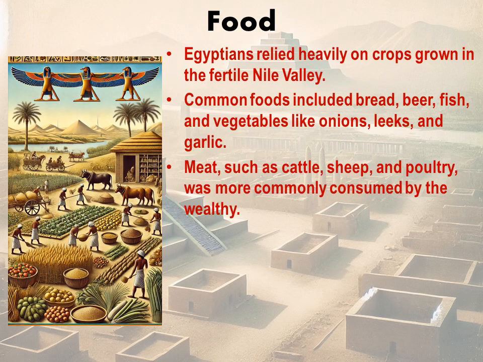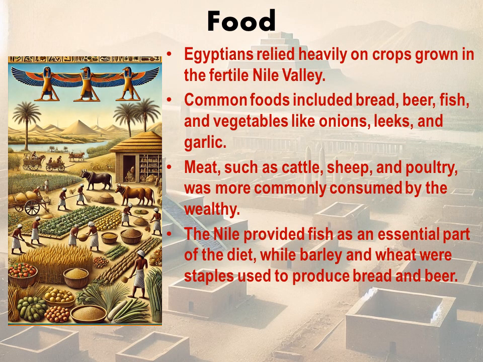Meat such as cattle, sheep, and poultry were more commonly consumed by the wealthy. So, only the wealthy or rich people in the Egyptian culture could afford to buy meat, and cattle meat, sheep, and poultry were very expensive in the Egyptian culture. Hence, meat was reserved for the higher class of Egyptian society.